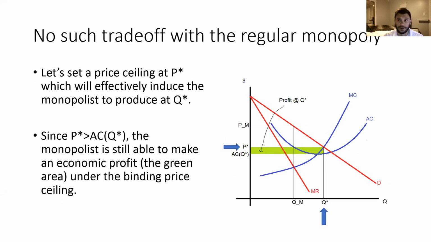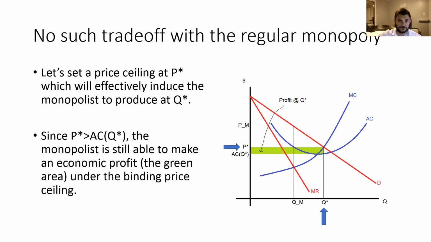So it is absolutely possible here that in the absence of economies of scale, forcing the monopolist to produce at the competitive allocation, either by putting a price floor at P star or by subsidizing them until they produce Q star, works in a way that doesn't force the monopolist to absorb a loss.